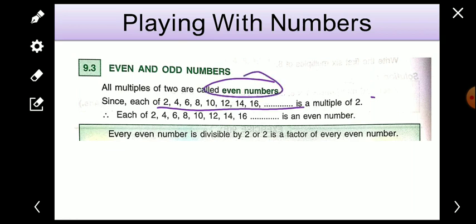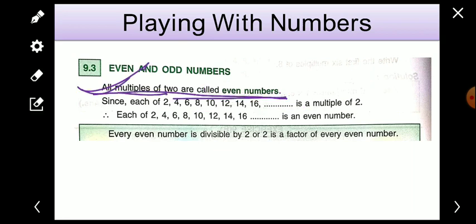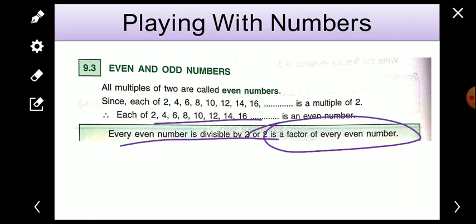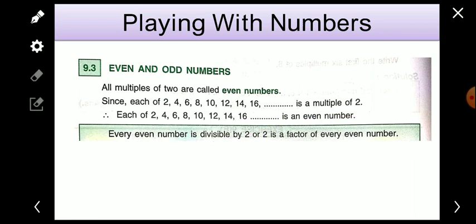Multiples of 2 are known as the even numbers, or in another way we can say the numbers which can be divided by 2. The number which can be divided by 2 is a multiple of 2. So simply in terms of multiples, how do we define even numbers? All the multiples of 2, meaning all the numbers which can be divided by 2, are known as even numbers. Every even number is divisible by 2, or 2 is a factor of every even number.